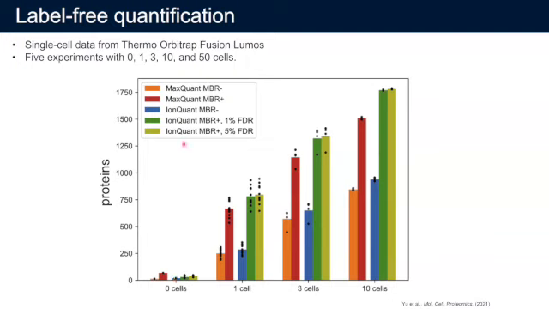But with FDR control, IonQuant didn't find too many false proteins from the 0 cell runs. This figure demonstrates that we do need the FDR control for the match between runs when the samples are sparse, like single cell data or low input data.